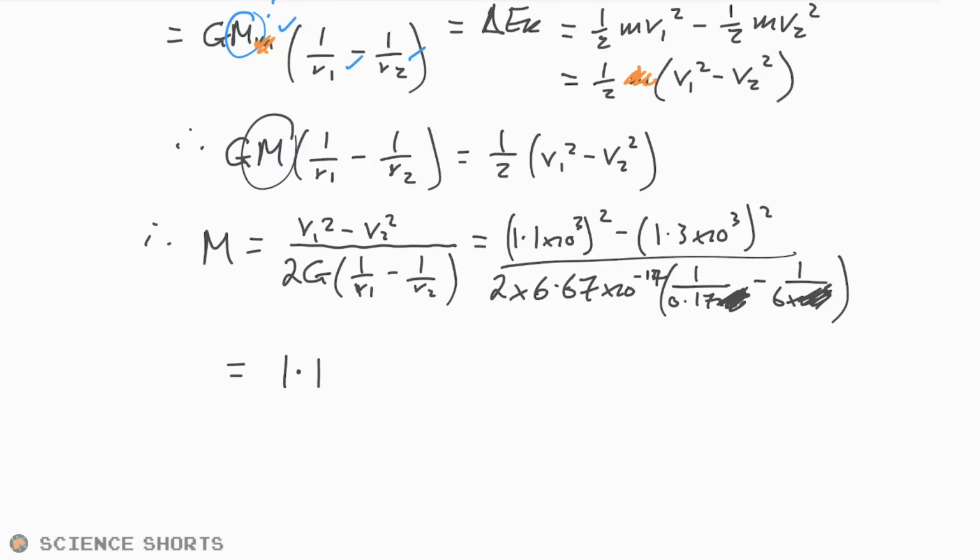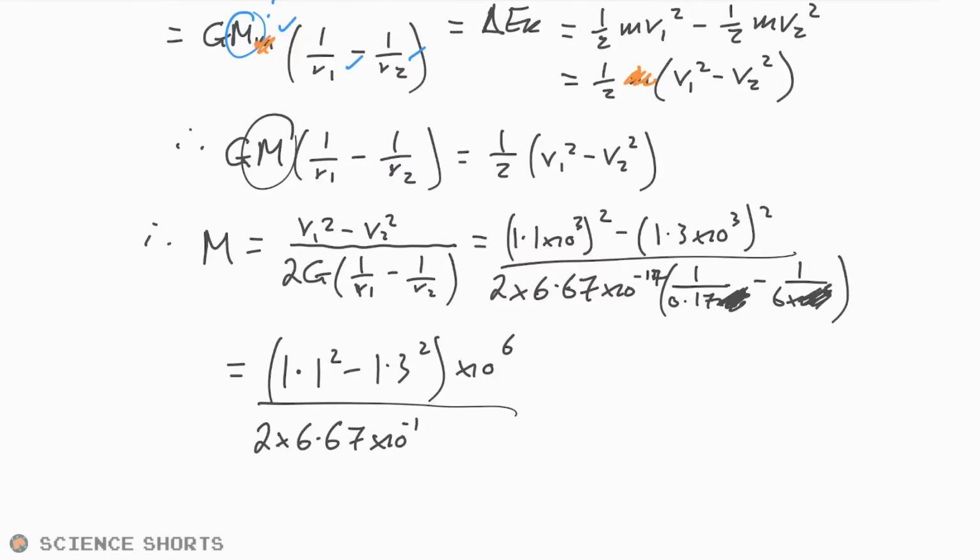So I'm going to say there's 1.1 squared, take away 1.3 squared, and that's all times 10 to the 6, because times 10 to the 3 squared is times 10 to the 6. Divide that by 2 times 6.67 times 10 to the minus 17, but I'm going to put that on top. So minus 17 divided by that gives us plus 17 on top, so that's times 10 to the 23. And then we have just our 1 over this, take away 1 over that. Okay, let's see what we end up with.